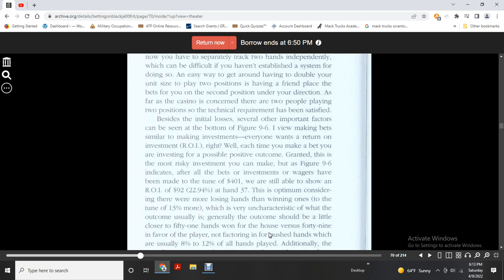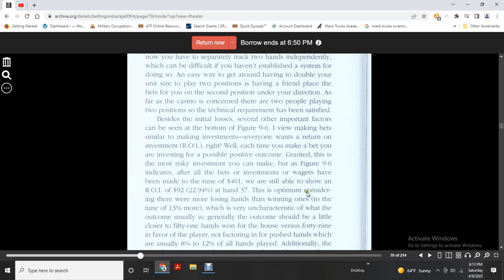Alright, besides the initial losses, several other important factors can be seen in the bottom figure of 9.6. Making bets is similar to making investments. Everyone wants a return on the investment, right? Each time you take a bet, you are investing in a possible positive outcome, granted this is the riskiest investment you can make. But figure 9.6 indicates that after all of the bets, investments, and wagers have been made, to the tune of $401, we are still able to show a return on investment of $92.